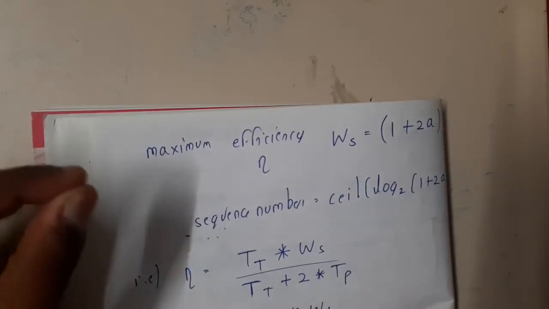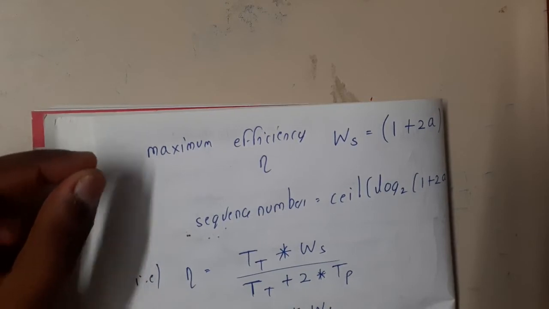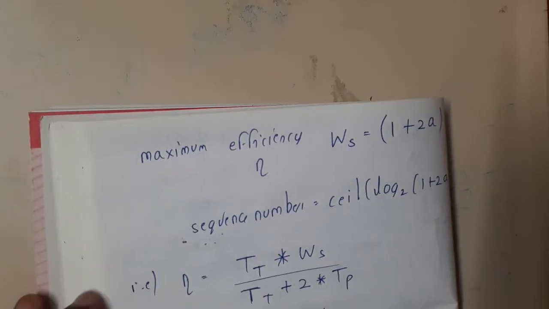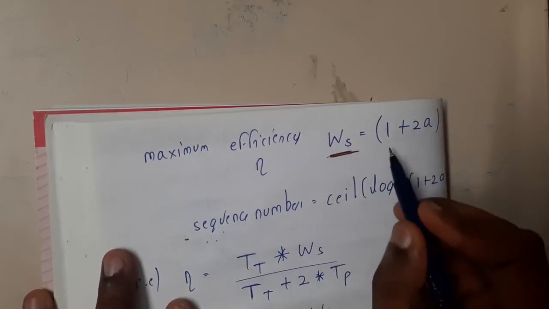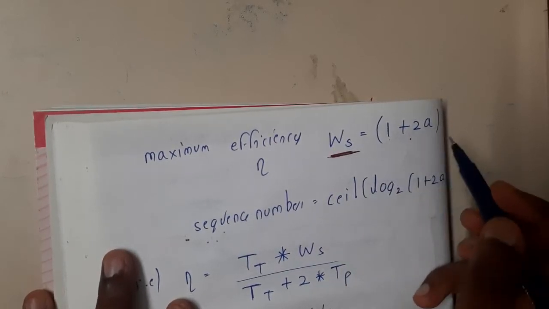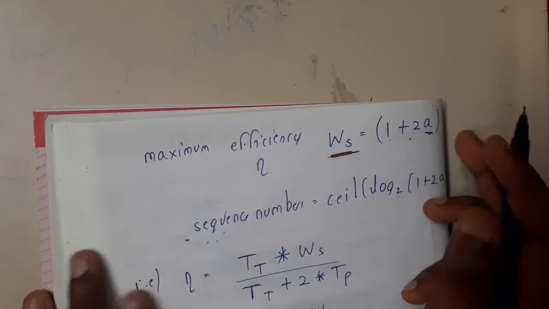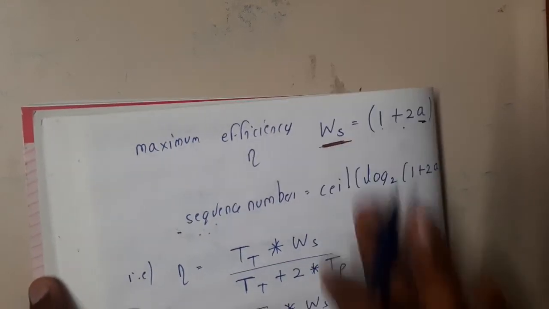So there is a small change in the formulas, guys. The small change is to calculate the window size. Window size is nothing but 1 plus 2a, guys. So what is this a? If you recall, I think it will be easy if we derive it rather than remembering the formula. So let us try to derive it.